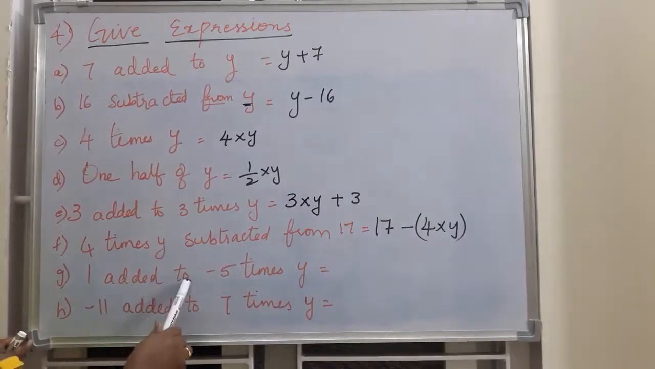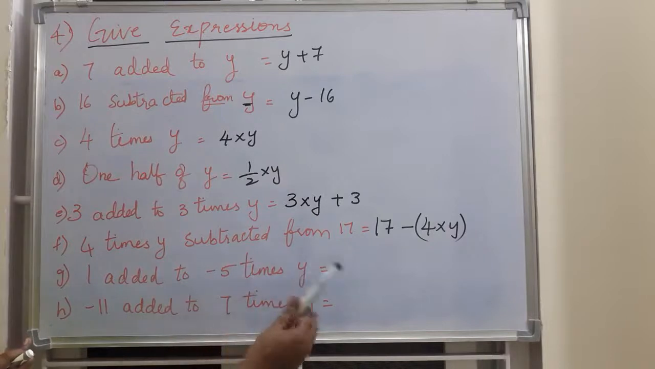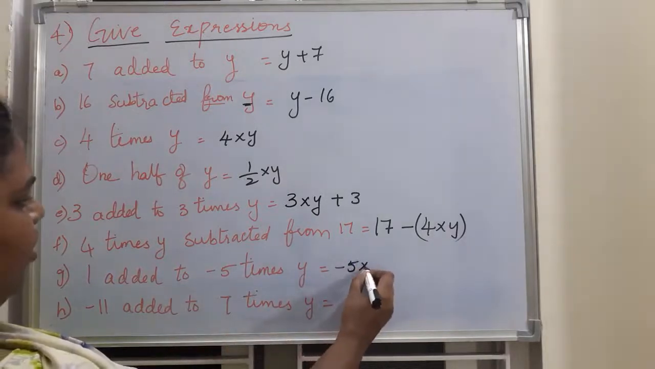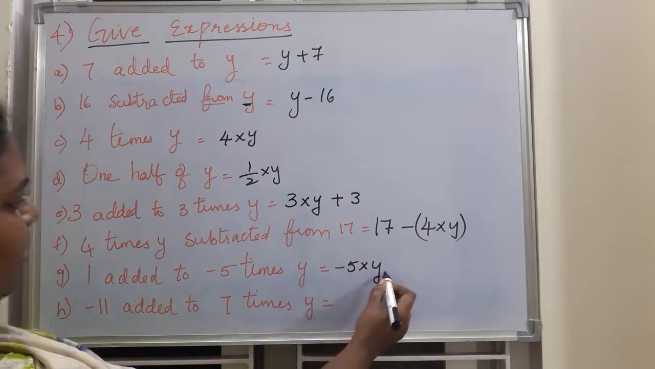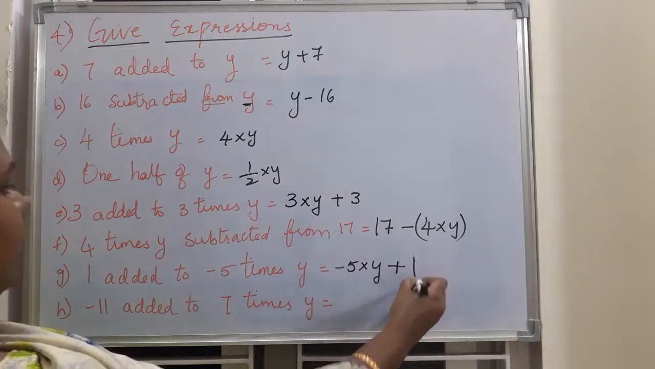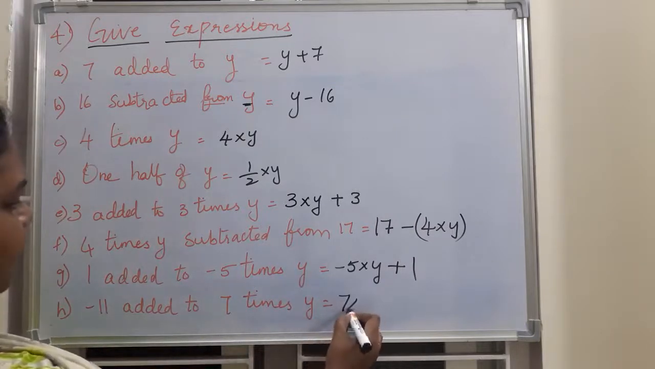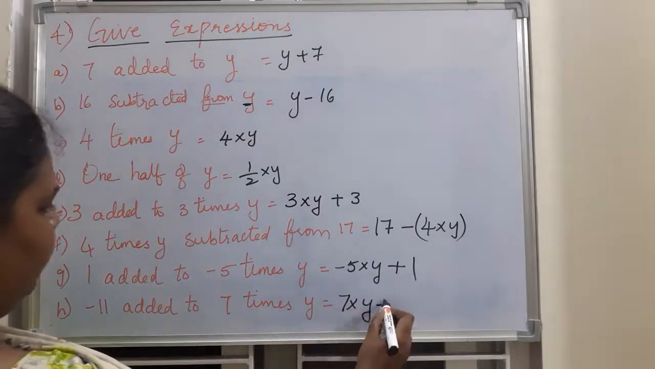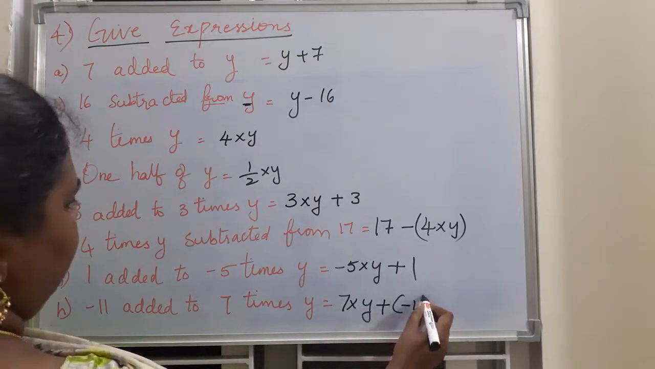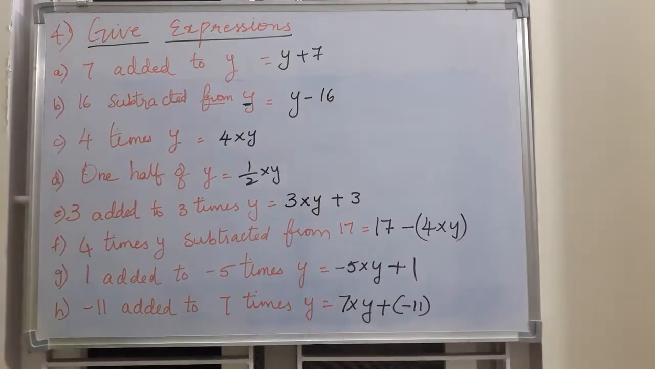So 1 added to minus 5 times y. Minus 5 times y means minus 5 into y. For this what are you adding? 1. So 1 you are adding. Minus 7 added to 7 times y. 7 times y is 7 into y. For this what are you adding? Minus 11. So just leave it like that. By this time you should be thorough with integers. So plus into minus is minus, you can just leave it like minus 11 also.